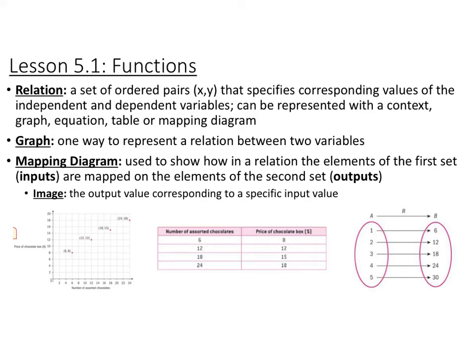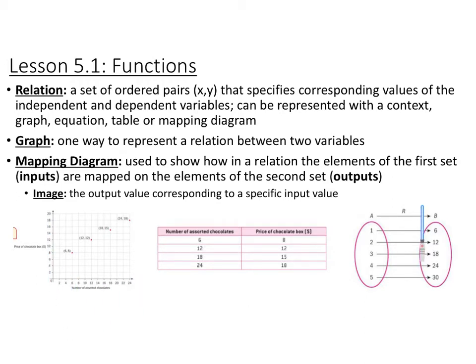Lesson 5.1 is functions. I would pause the video and write down these notes. So a relation is a set of ordered pairs x, y that specifies corresponding values of independent and dependent variables, and we represent these with context, graphs, equations, tables, or mapping diagrams. So a graph is a visual representation of the two variables. Plot your x and y coordinates with your x-axis and your y-axis.